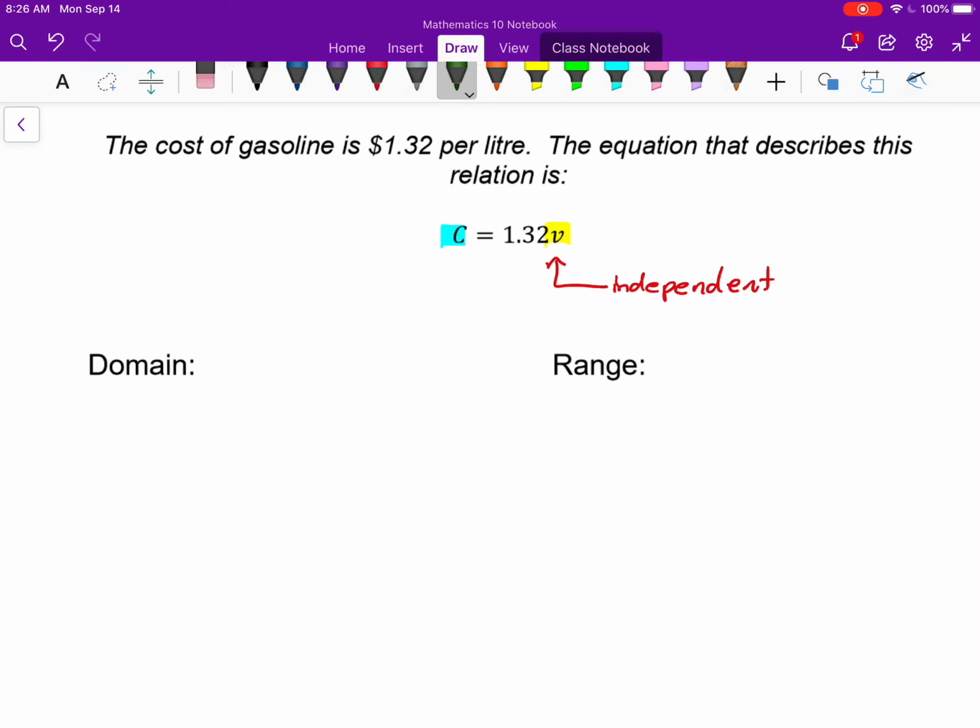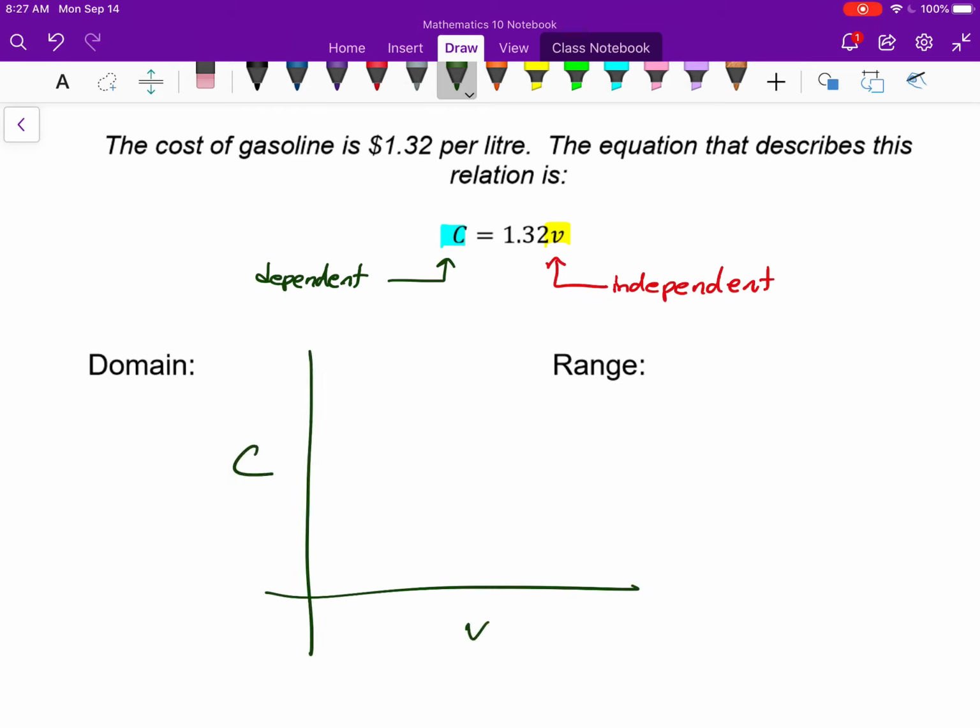And that's my dependent variable. That's what comes out. If we were to make a graph, volume would go on the x-axis, cost would go on the y-axis, right? But I'm not making a graph, so I'm going to erase that. So let me focus on domain first.